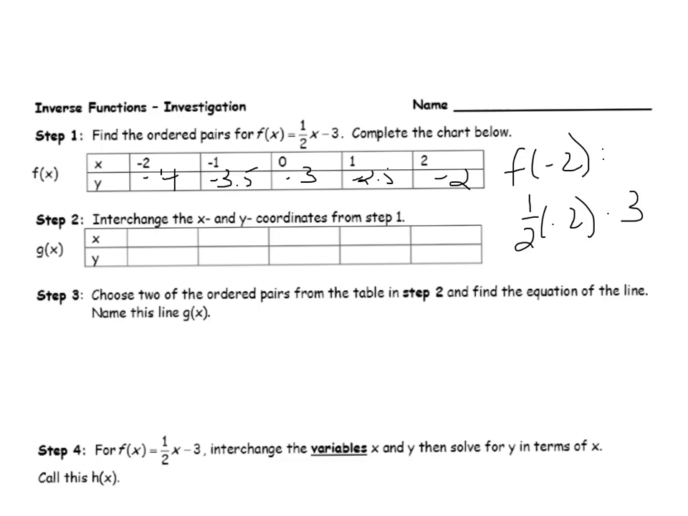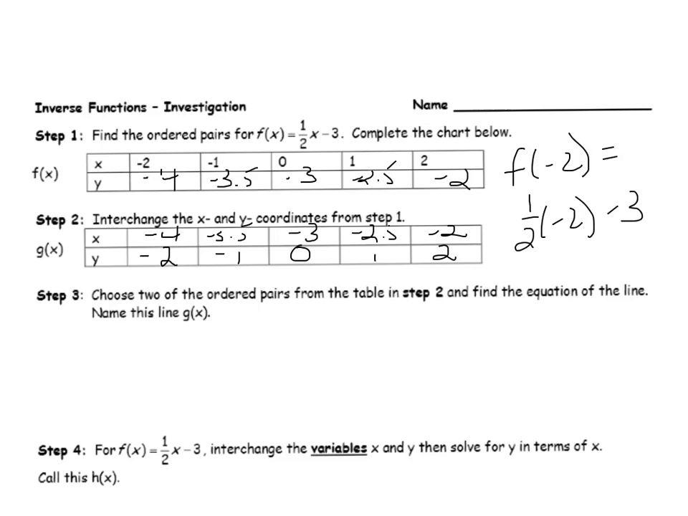Then in step 2, all I want you to do is flip the values in the table so that what was the x value, the -2, is now the y value, and what was the y value is now the x value. So the -4 that was the y value up here is now the x value down here, and vice versa. So go ahead and fill in the rest of the table. And you should end up with that.